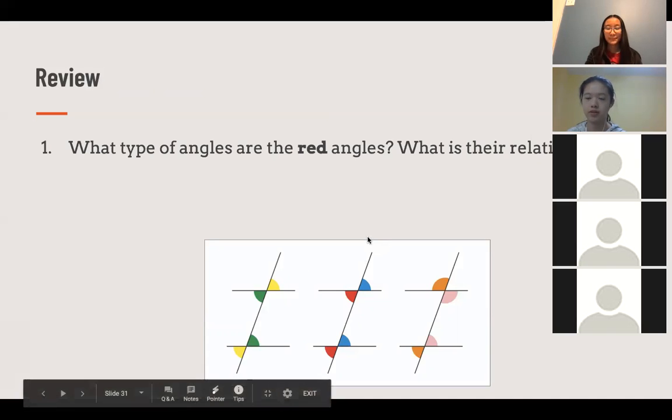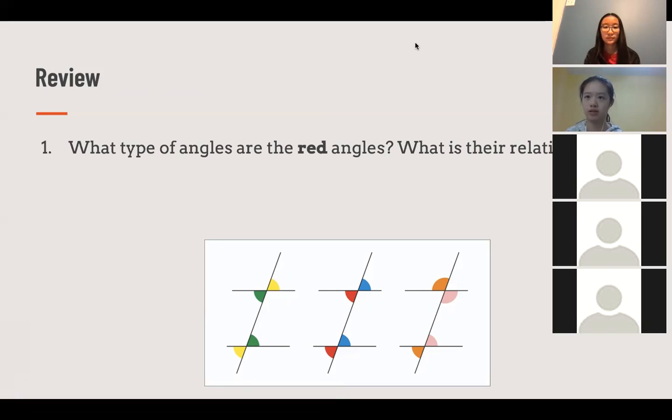Okay, so quick review. And it's okay if you don't remember the names. What's more important is if you remember their relationship. So what type of angles are the red angles in the picture? And if you don't remember that, you can just put their relationship. It's no big deal if you can't remember the name.